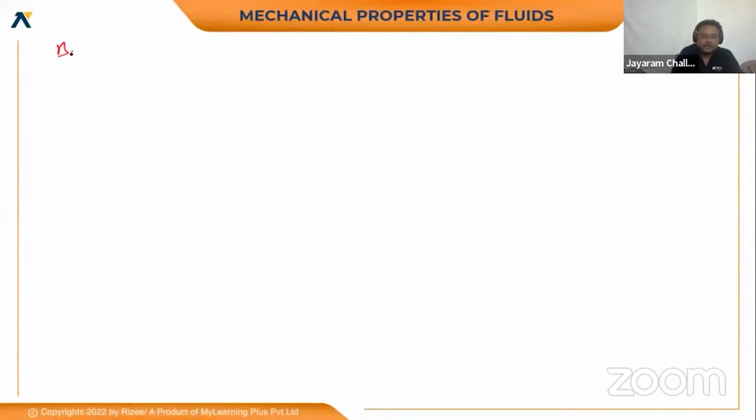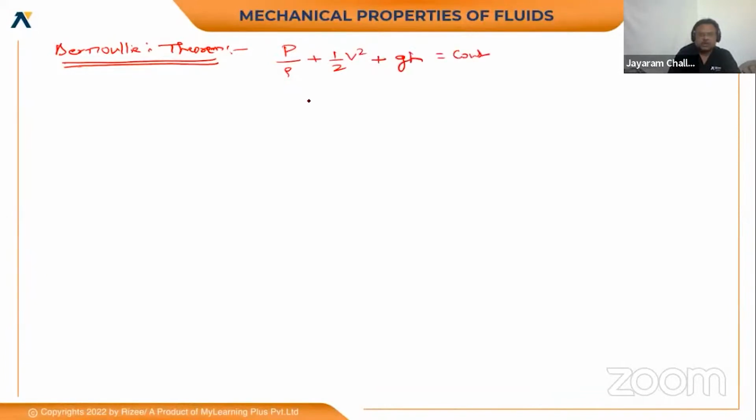So according to Bernoulli's theorem, Bernoulli's theorem prakaram the total energy remains constant, in the sense pressure energy plus kinetic energy plus potential energy: P by rho plus half V square plus gh is equal to constant, or you can say that P plus half rho V square plus rho gh remains constant. First term represents pressure energy. Second term represents kinetic energy, and third term represents potential energy. ఇది మనకి Bernoulli's theorem యొక్క applications.